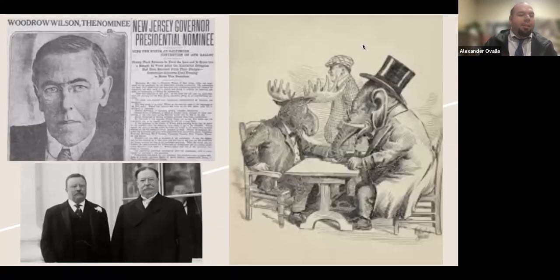So here's Woodrow Wilson on the left. He was New Jersey governor at the time of the presidential campaign. And here you have Roosevelt and Taft. They almost look related. And here you have the Republican Taft, Bull Moose Teddy, and Woodrow Wilson just walking by.